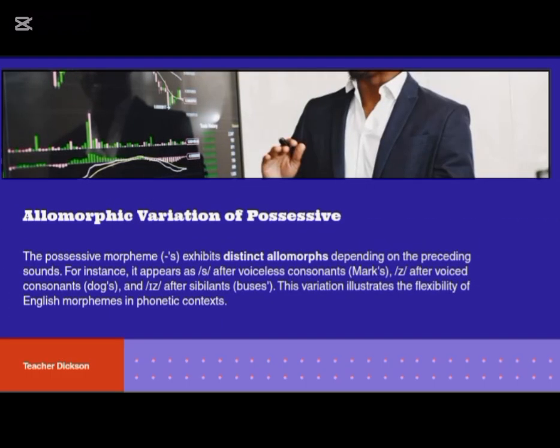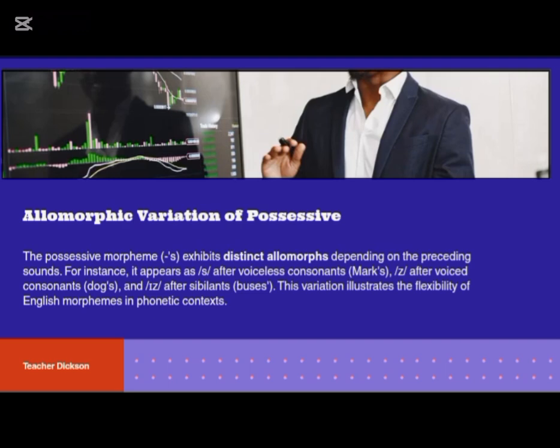The second one is the Z2, which is the possessive marker. That is the indication of possession. Remember, we use apostrophe s to indicate possession. So in terms of pronunciation, we also have it in three ways. That is the realization of that possessive marker apostrophe s at the end of any noun that indicates possession. Hence, this is another form of allomorphic variation. The possessive morpheme apostrophe s exhibits distinct allomorphs depending on the preceding sounds.